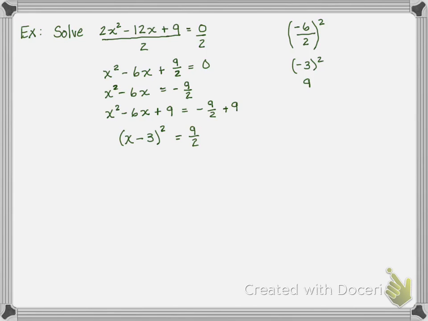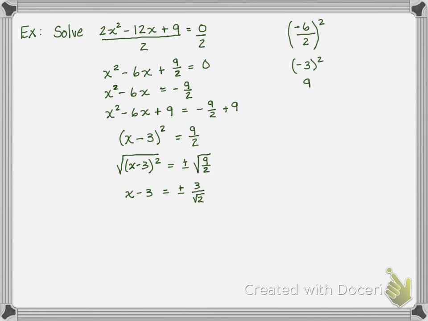And now we can take the square root of both sides. So we have the square root of x minus 3 squared equals plus or minus the square root of 9 halves. So x minus 3 equals plus or minus. Well, the square root of 9 is 3. And the square root of 2 is just the square root of 2.